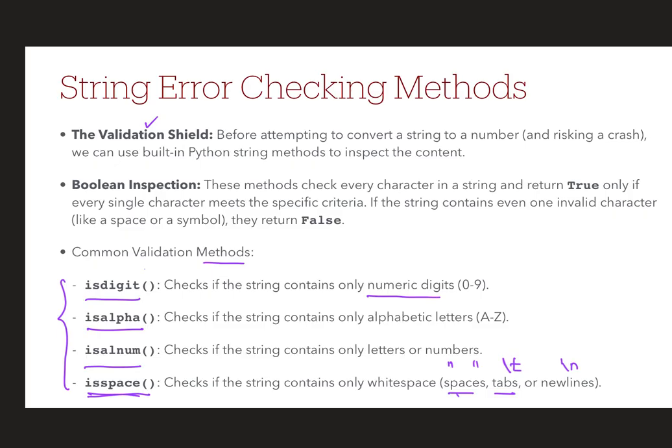Isalpha will return true only when your character string consists of alphabets. Otherwise, it will return false. Isalnum will check whether the character string consists of only alphabets and numerical digits. Otherwise, it will return false. The isspace function will return true only when the string contains only spaces. If it contains something else, say numeric digits or alphabets, that function will return false.